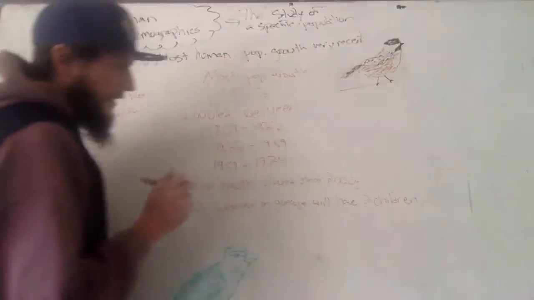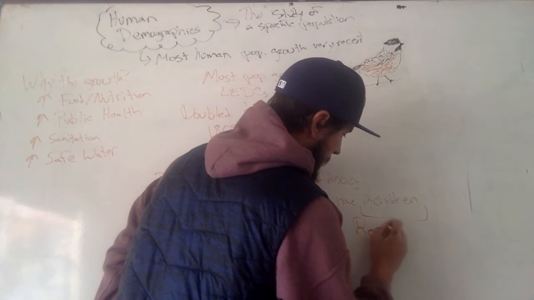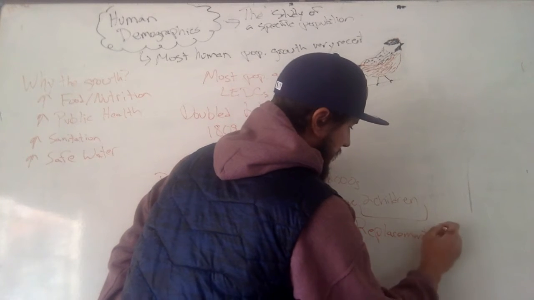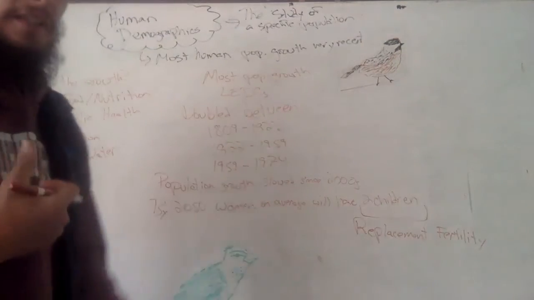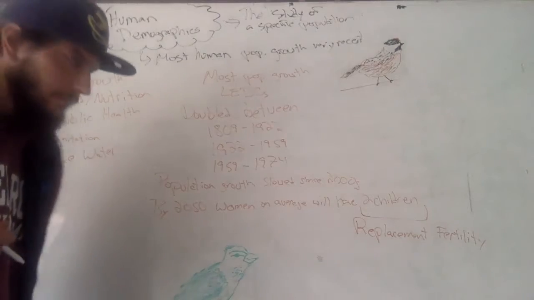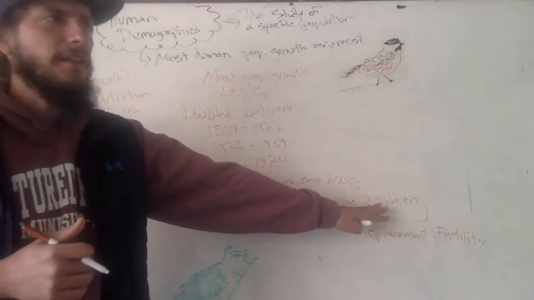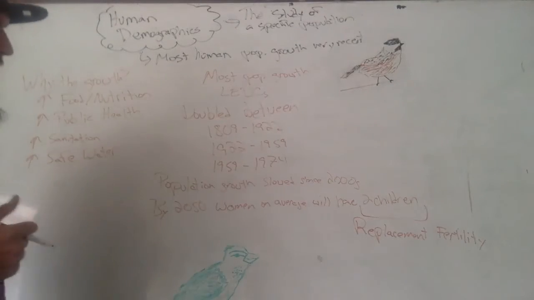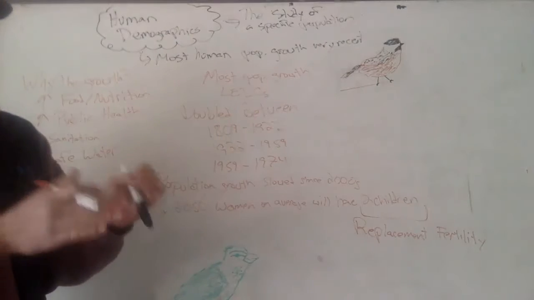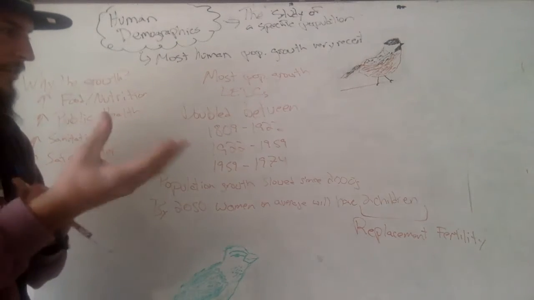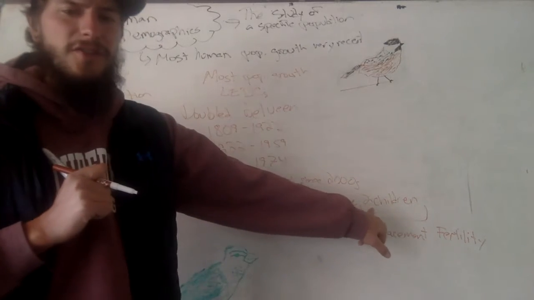So this 2 children number is again related to replacement fertility. Replacement fertility is a good word to know. Again, this is just the number of children that will replace you and your partner. So generally 2 parents equals 2 children. This number might vary based on related factors. If you have increased childhood mortality, you might have to have a few extra children to make up for those childhood deaths. However, as we improve childhood mortality rates, this number can get closer and closer to 2.